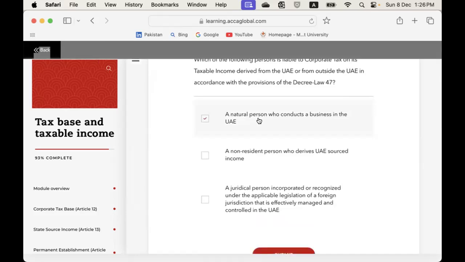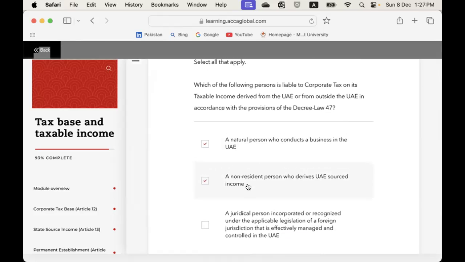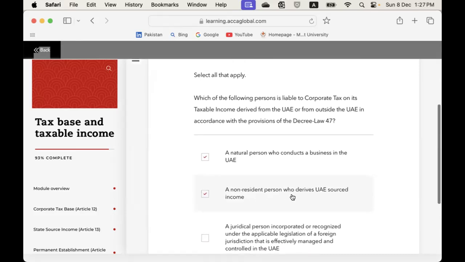By natural person? Yes, I think it is. A non-resident person who derives UAE sourced income? No, it is yes. Why? A non-resident person who's deriving UAE sourced income is subject to tax.